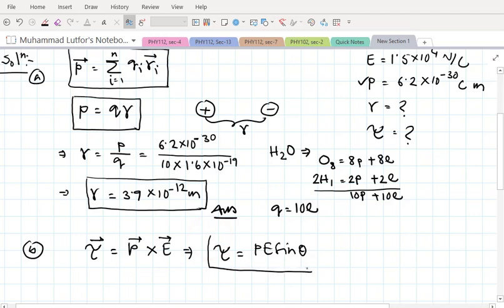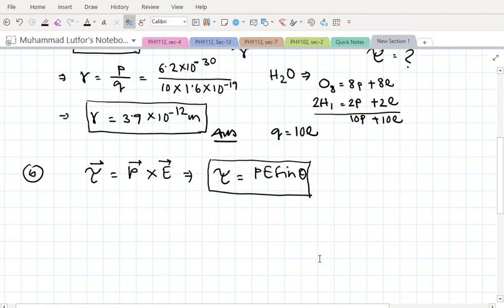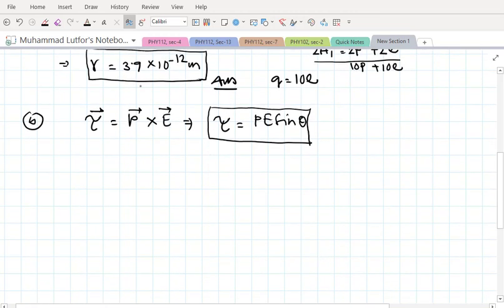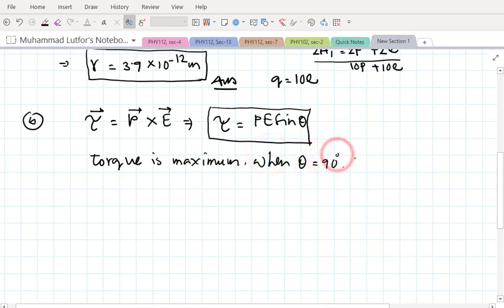And we know that the torque is maximum when theta is 90 degrees. So you can write that the torque is maximum when θ = 90°. Then the torque would be p × E, since sin 90 is basically 1.